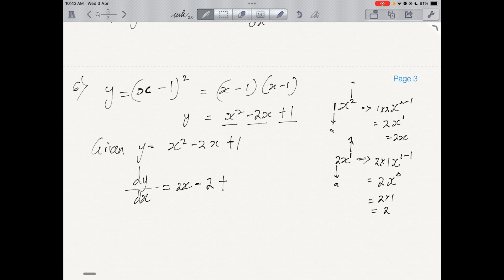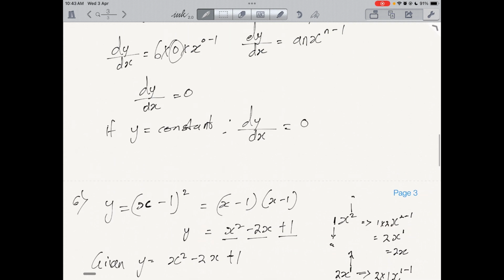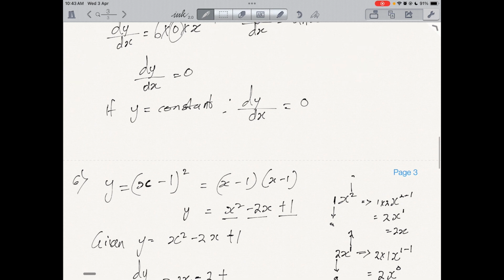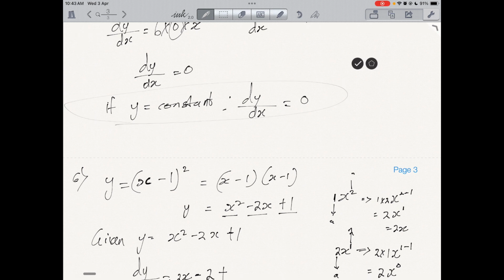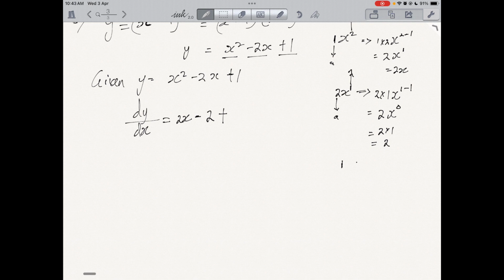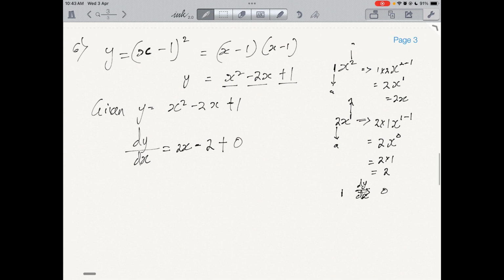Plus, now I want to differentiate a constant 1. And we can see from our previous example that if y is equal to a constant, then dy/dx is automatically 0. Then the dy/dx of this is 0. So in conclusion, given y equal to x squared minus 2x plus 1, our dy/dx will give us 2x minus 2.